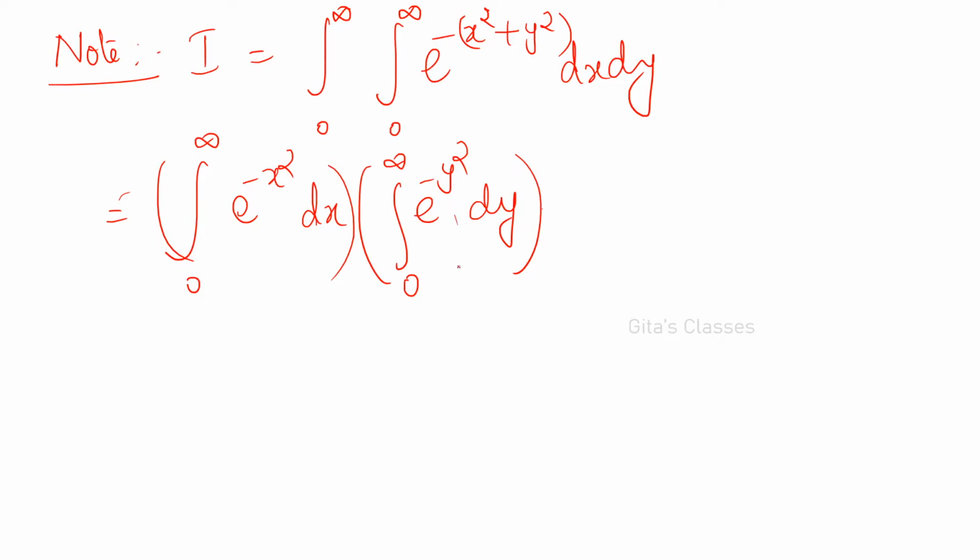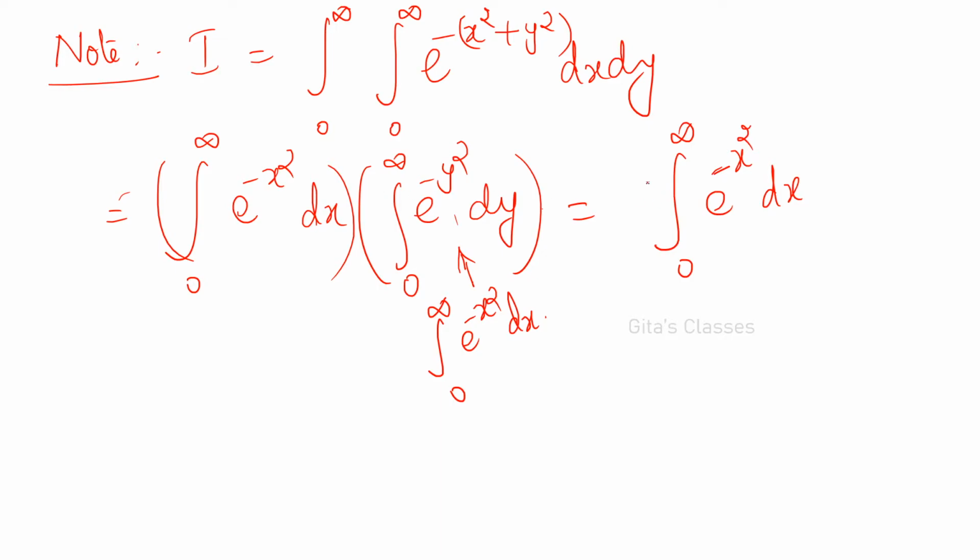Because it is a dummy variable, I can write this as integral 0 to infinity e power minus x squared dx. So in this second integral, whether I write y or x, it doesn't matter. So I am going to replace it by integral 0 to infinity e power minus x squared dx. So this will become integral 0 to infinity e power minus x squared dx the whole square, because already I have one, right? I am going to repeat the same. Second is also the same.